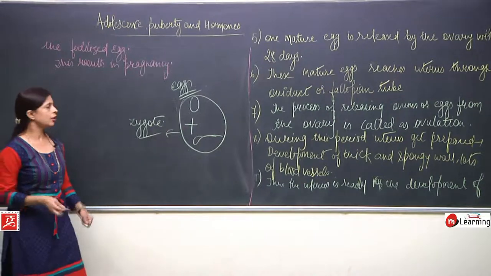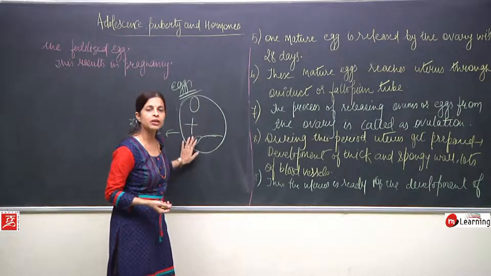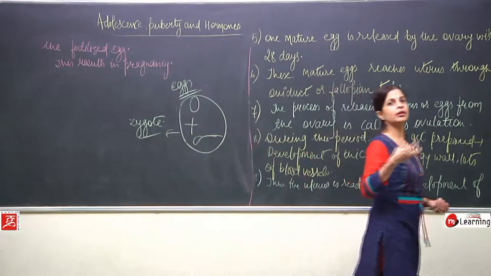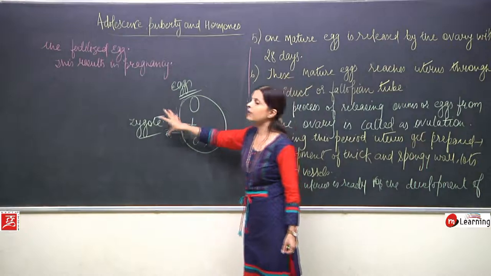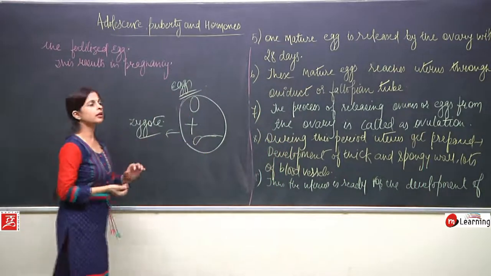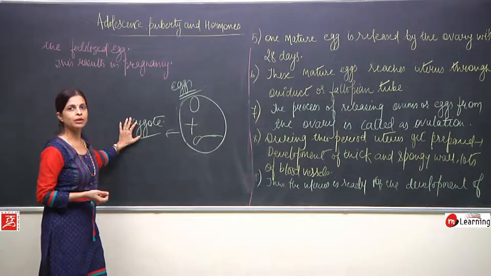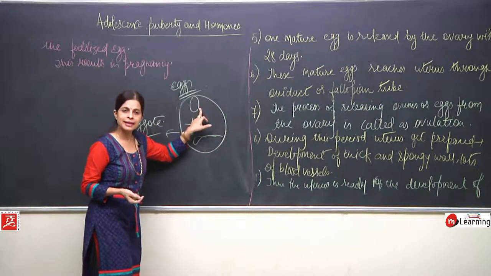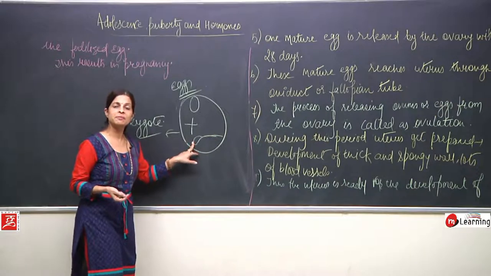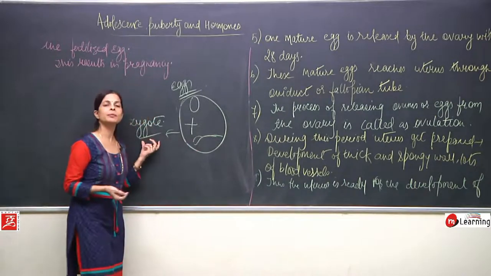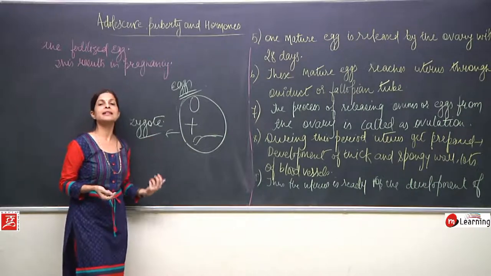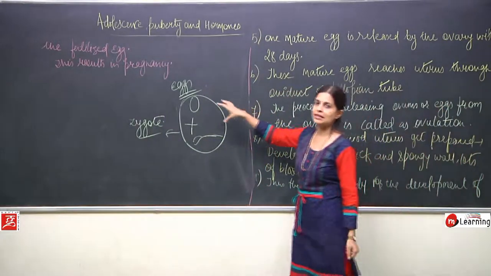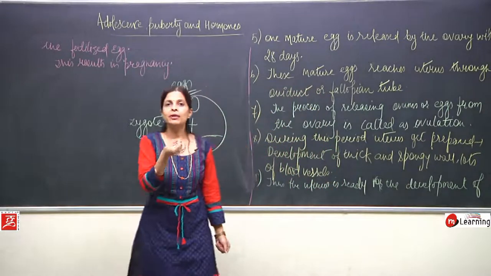Fertilization will take place if the ovum comes in contact with the sperm. Then what is happening, children? The zygote will be formed. From the zygote, the embryo will be formed, then the fetus, and then it will be converted into a baby. So when the ovaries release an egg and it gets fertilized by the sperms, the zygote is formed. If it is happening, that means the female has become pregnant. This is the meaning of pregnancy.